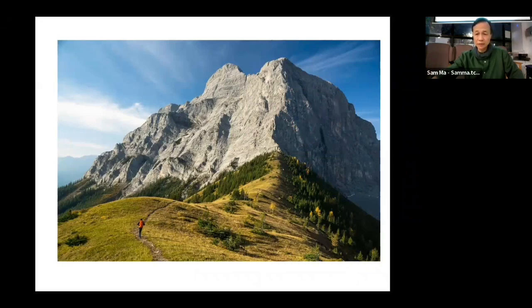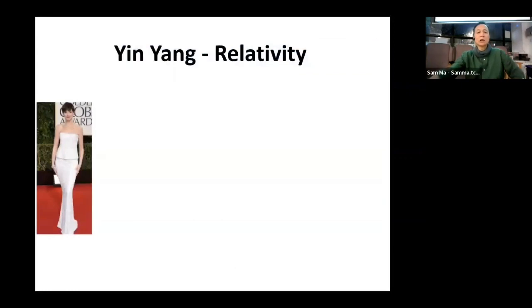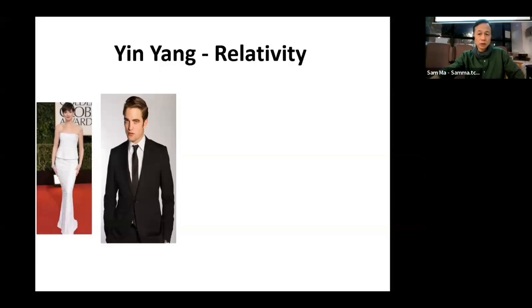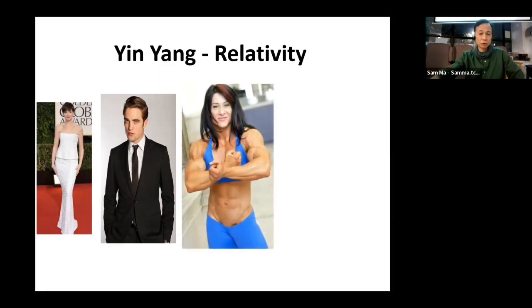Okay, next slide. We talk about yin and yang being about relativity, it's all about comparison. We talk about the lady on the left. On her own, definitely she's yin by default. And we introduce a man in there, comparing the two. The man obviously is yang and the lady is yin. However, if I introduce a bodybuilding lady, when you compare them for physique, the lady is not of yin nature anymore compared to the man. She is more yang and the man himself will become yin.